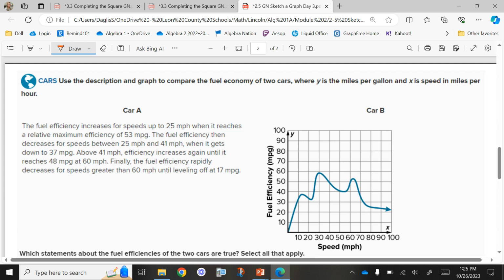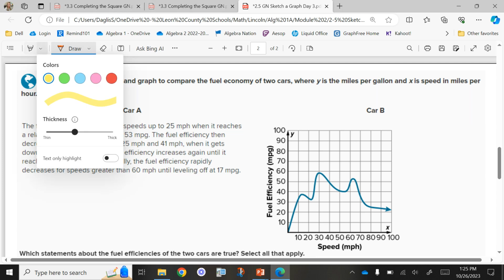Okay, we have cars. The description and graph compare the fuel economy of 2 cars, where Y is the miles per gallon and X is the speed in miles per hour. So here we go. We have car A and we have car B. Okay, this is going to be fun. So car A, the fuel efficiency increases for speeds up to 25 when it reaches a relative maximum of 53. The fuel efficiency then decreases. Okay, I'm going to take this sentence by sentence, because this is going to get real crazy real quick. Do you agree? Yeah? Okay, so let's take it sentence by sentence.